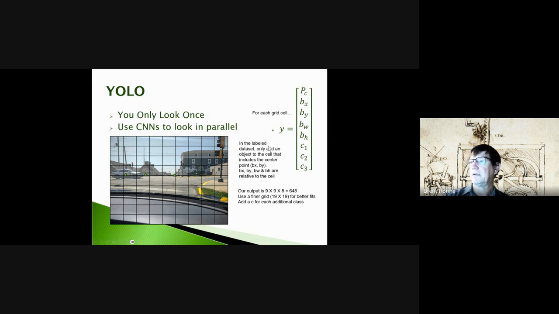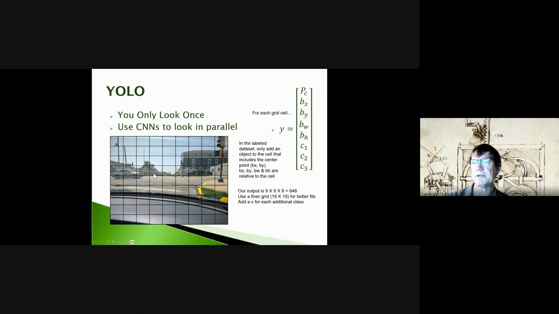In the label data set, only add an object to the cell that includes the center point, BX, BY. So let's look at this police car over here on the left. We see that it's showing up in about six different cells. But the way we want this to work is that we want to say that that's a center point. The labeler has determined that that's the center point of this vehicle in this image, and that is represented by BX, BY.